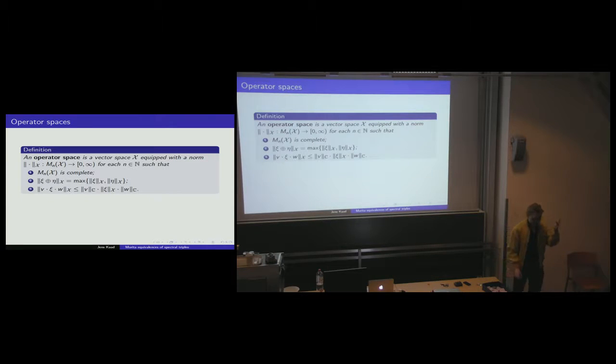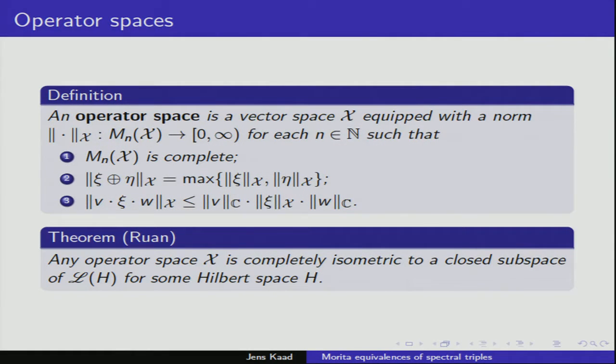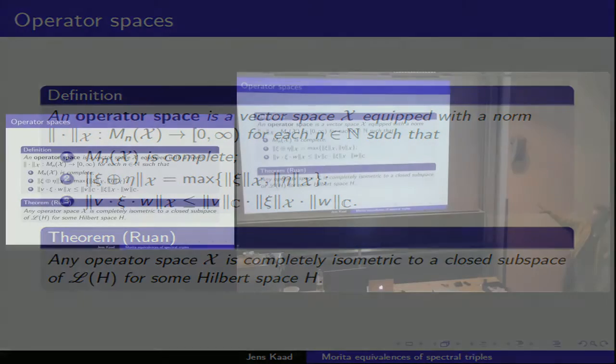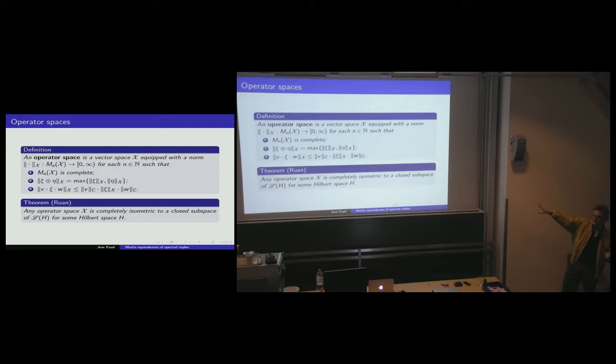And I think the main theorem about operator spaces, due to Ruan, says that any operator space, so any vector space with this collection of norms satisfying these three conditions, is completely isometrically isomorphic to a closed subspace of the bounded operators on some Hilbert space. So this is the power of operator spaces. There's this abstract characterization of what it means to be an operator space. At the same time, they are very concrete objects. They're just closed subspaces of bounded operators. So that's beautiful, actually.